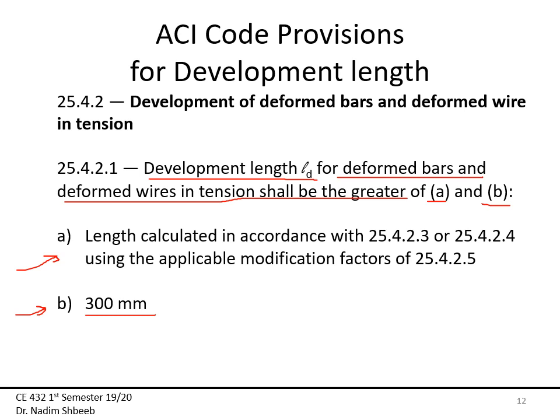As far as A is concerned, there are two ways we calculate the development length. One is usually by using what I call tables, and this is where we start with a more, let's say, involved equation to calculate that, and then we have some modification factors, and we're going to talk about that as well.